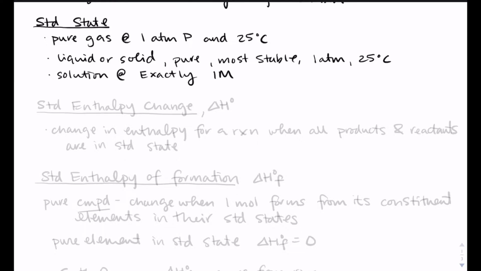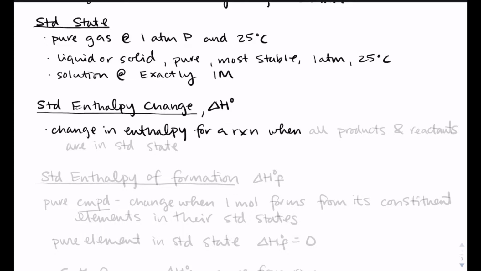We use this to define standard enthalpy change, which is delta H, but with this little circle, like the little degree symbol in the upper right. The standard enthalpy change is the change in enthalpy for a reaction when all of the products and reactants are in their standard states. So if the components of a reaction are in their standard states, the enthalpy change for that reaction, you can put the little circle on there and say it's a standard enthalpy change.